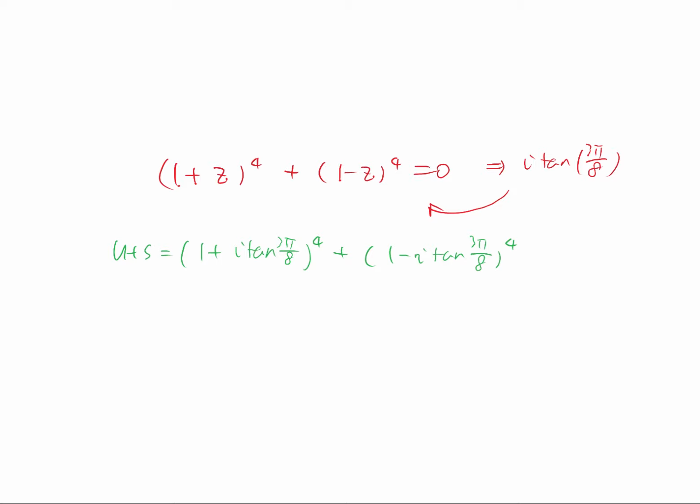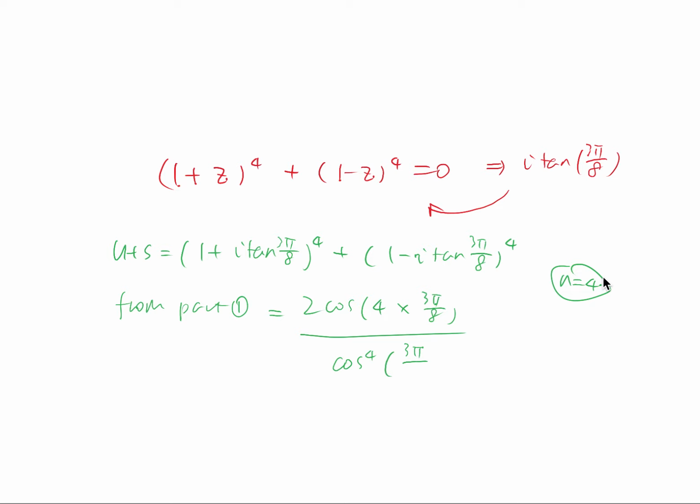Okay, so from part 1, this entire thing will just be the case where n equals 4. So we have 2 cos of 4 multiplied by 3 pi over 8, divided by cos to the power of 4 of 3 pi over 8. Okay, and then you don't need to worry about the bottom. Just have a look at the top part: 4 multiplied by 3 pi over 8 is 3 pi over 2. So cos 3 pi over 2 equals 0, and this entire thing just equals 0. Okay, the numerator equals 0, so the entire thing equals 0. So the left hand side equals the right hand side. Okay, therefore it is a root.